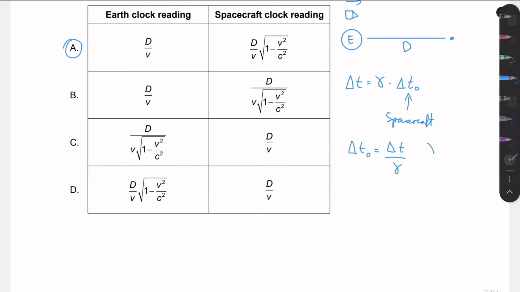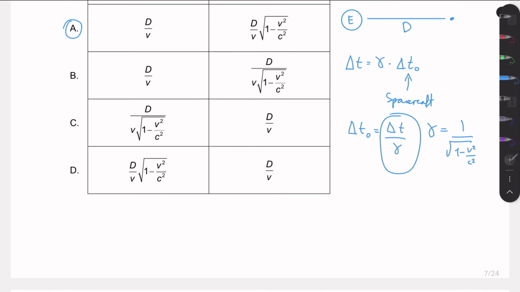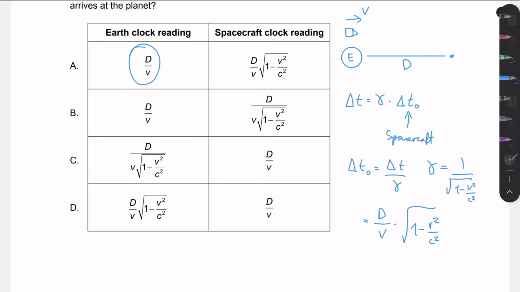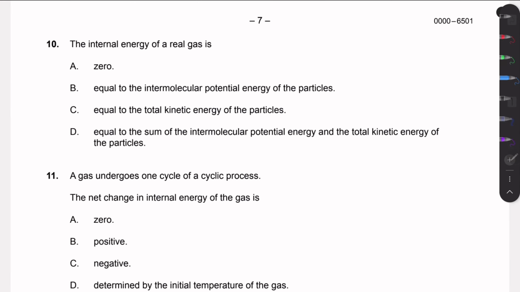And we know that gamma is equal to 1 over the square root of 1 minus v squared over c squared. So if we just do this, delta t will just be d over v, and then 1 over the gamma factor will be the root of 1 minus v squared over c squared. So A. I didn't mean to circle it already, but yes, A is correct. I meant to circle this and then this, but yes.